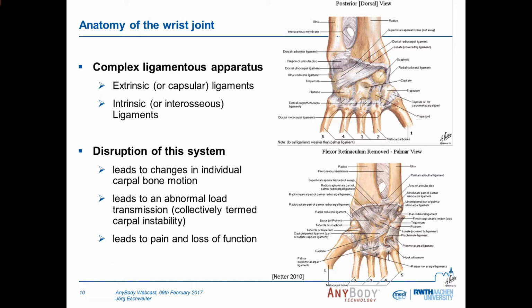In order to maintain mobility without sacrificing stability, the wrist joint has a complex configuration of ligaments, as shown here in the following images. The whole carpus is surrounded by extrinsic and intrinsic ligaments. In case of a disruption of the ligament system, this leads to changes in the individual carpal bone motion and to an abnormal load transmission. Furthermore, it leads to pain and loss of function.